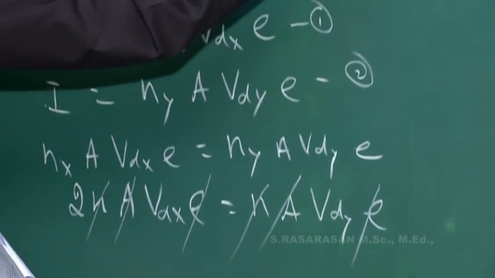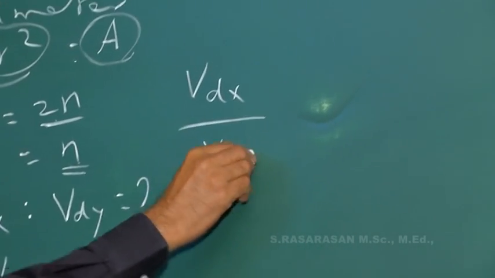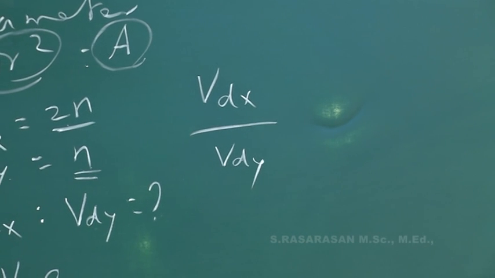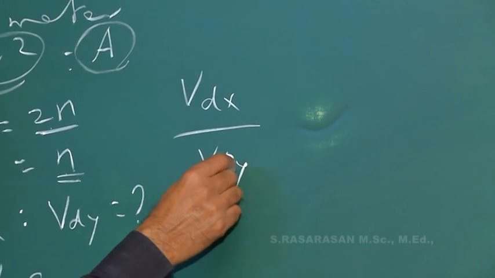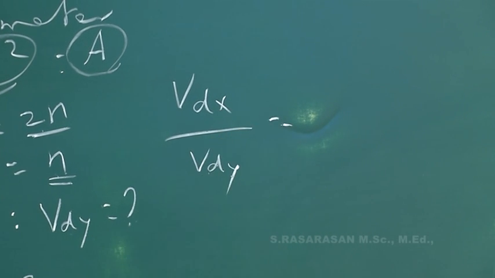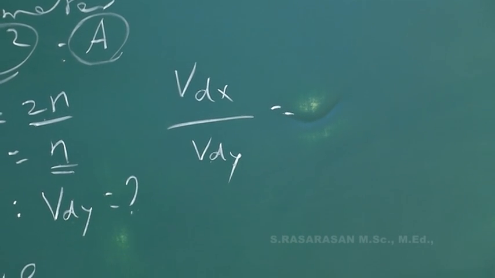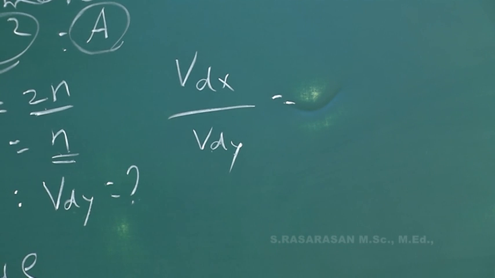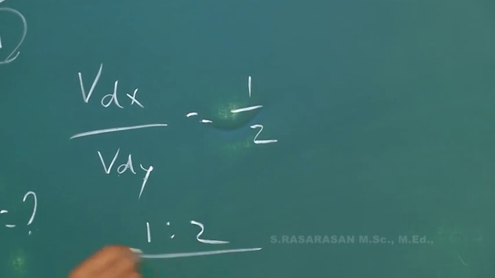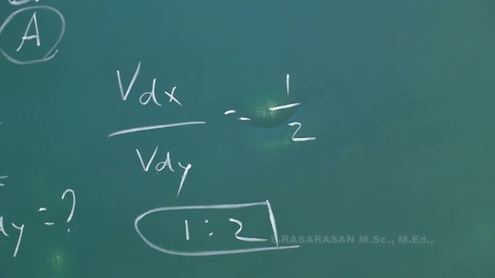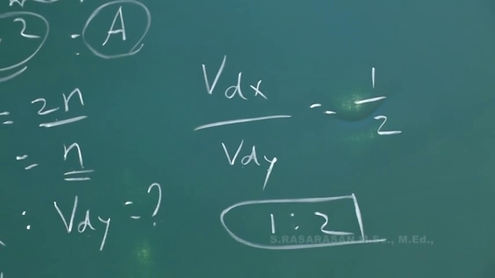So Vdx by Vdy, meaning drift velocity of the electron in the conductor x by drift velocity of the electron in the wire y. These two go there, so the result becomes 1 by 2, or say 1:2. So the answer must be 1:2 for this problem.